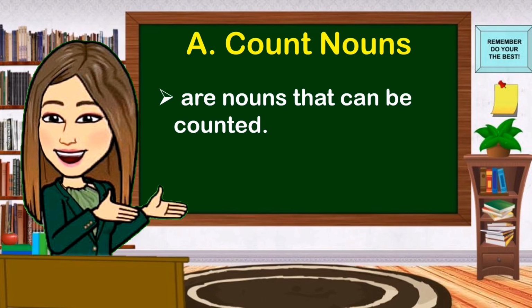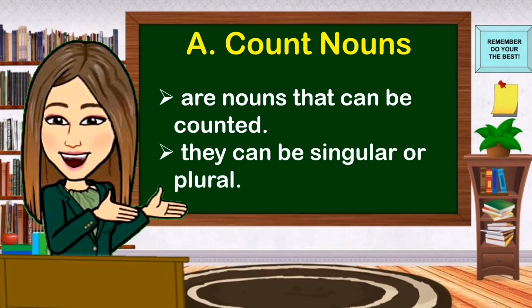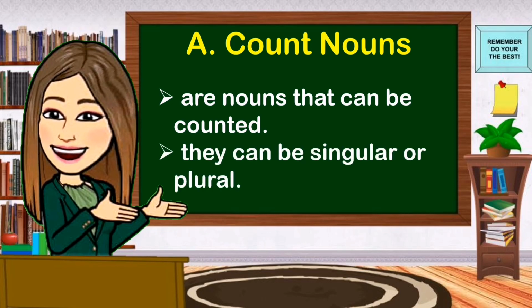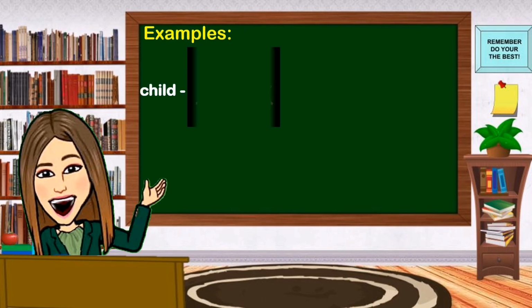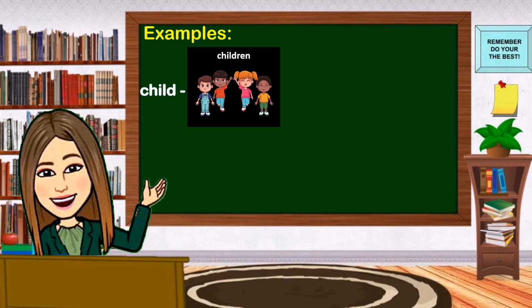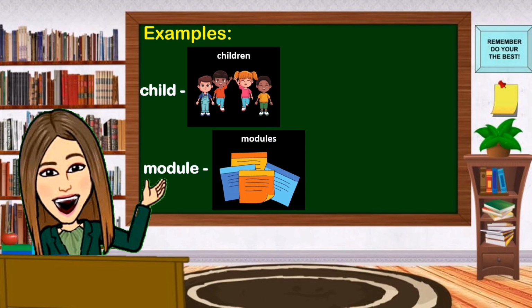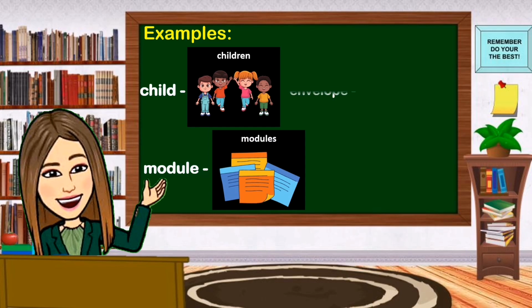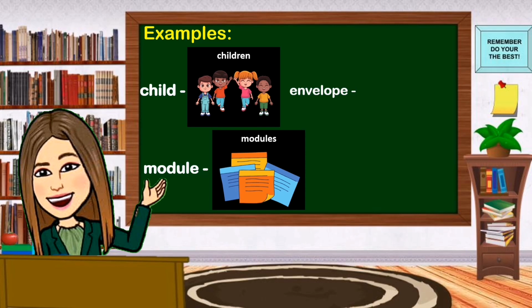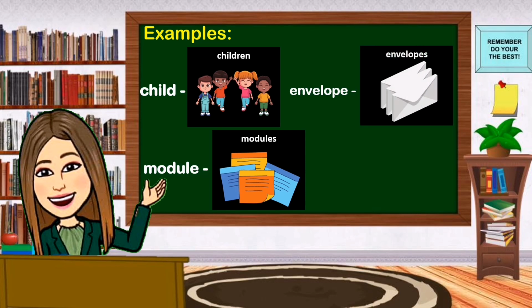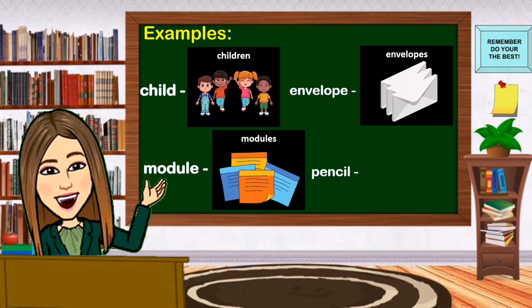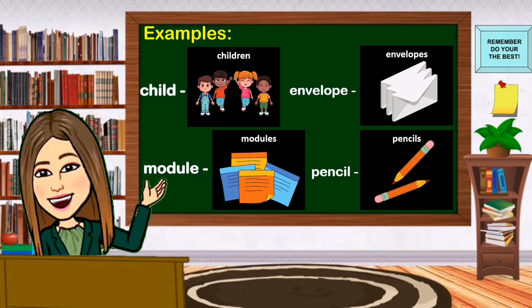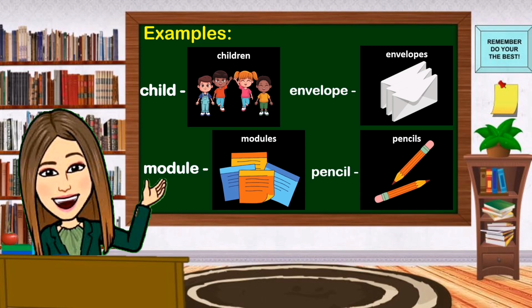Count nouns are nouns that can be counted. They can be singular or plural. Examples: child for singular and children is the plural of a child. Module for singular and modules for plural. Envelope for singular and envelopes with S for plural. Pencil kapag isa lamang ang kanyang tinutukoy or for singular, and pencils for plural or maraming lapis.